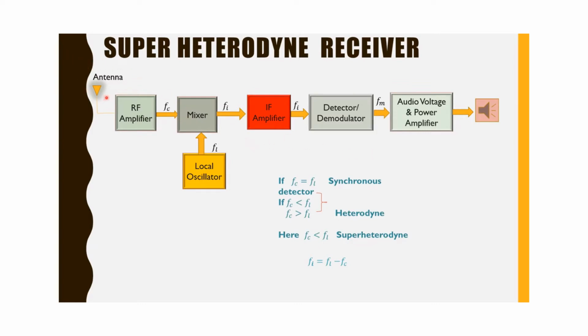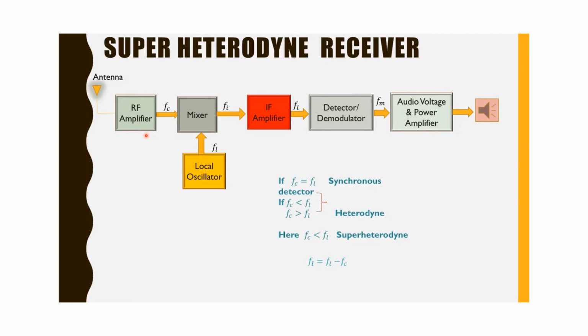Here we have connected one antenna, incoming electromagnetic wave received by this antenna. Antenna will convert electromagnetic wave into electrical signal. First stage is RF amplifier. RF amplifier is a class C amplifier. Class C RF amplifier not only amplifies our incoming signal, but there are three main purposes of using this RF amplifier. First purpose is to reject image frequency.